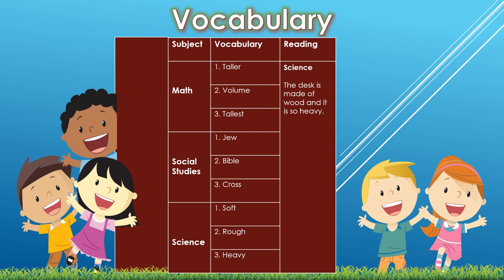Number one. Taller. Taller. Number two. Volume. Volume. Number three. Tallest. Tallest. Social studies. Number one. Jew. Jew. Number two. Bible. Bible. Number three. Cross. Cross.